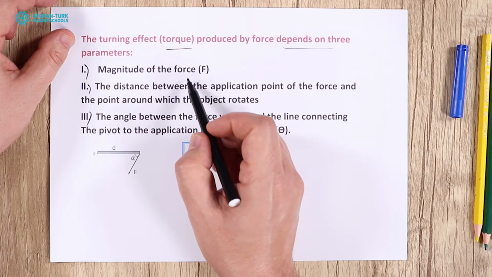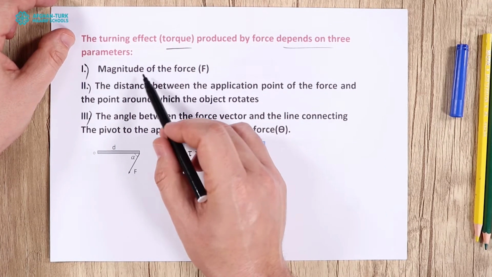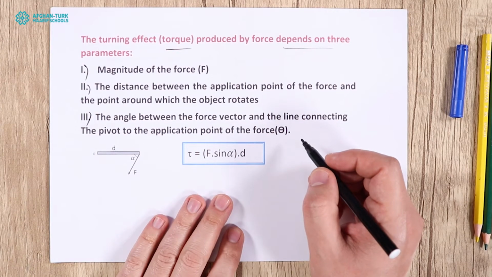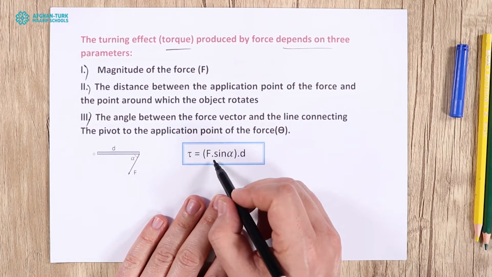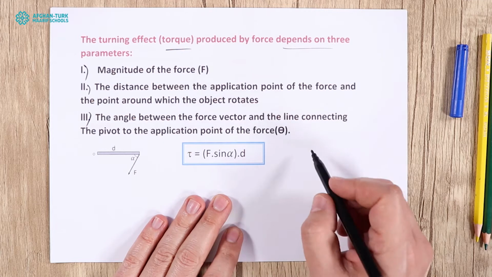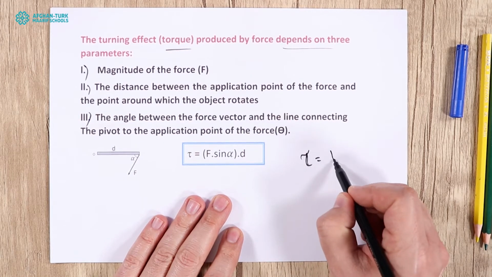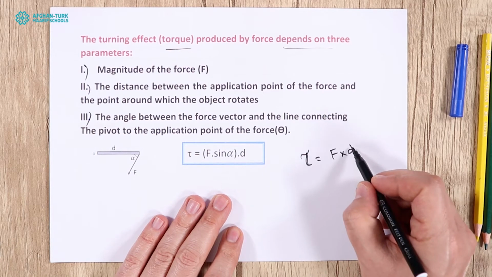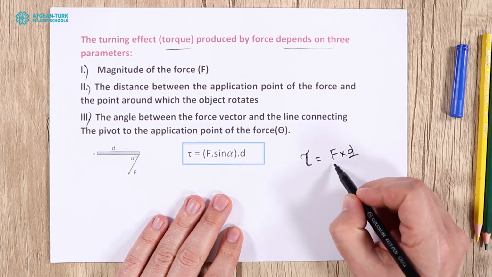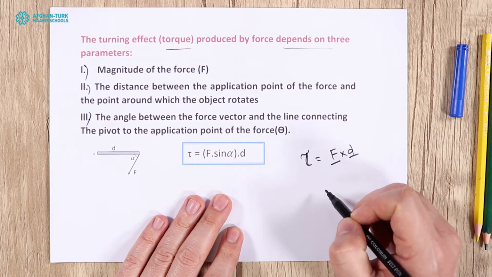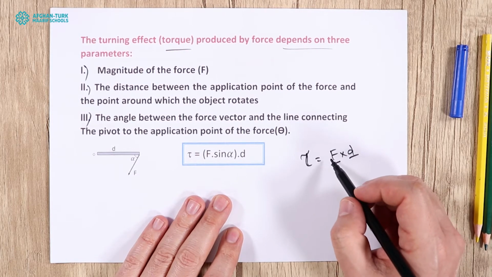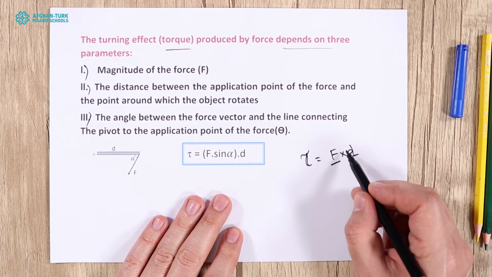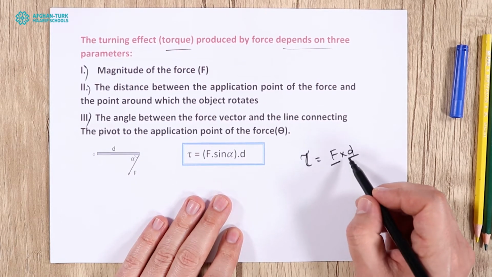The first one, the magnitude of force. What does it mean? The torque is equal to force multiplied by distance. If we increase the distance or if we increase the force, this means the torque is also increased. Why? Because it is a multiplication property.